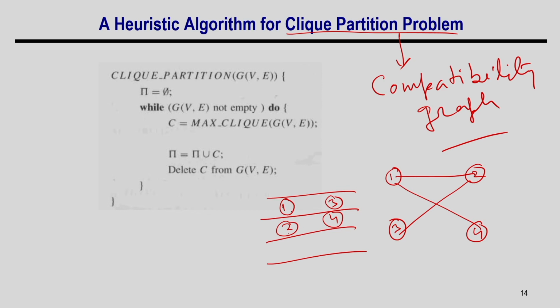So, I understand this. This is the schedule. If I try to find the clique, I can find a clique of these two nodes, because these two nodes are interconnected to each other, and I can find this one and this one, right.